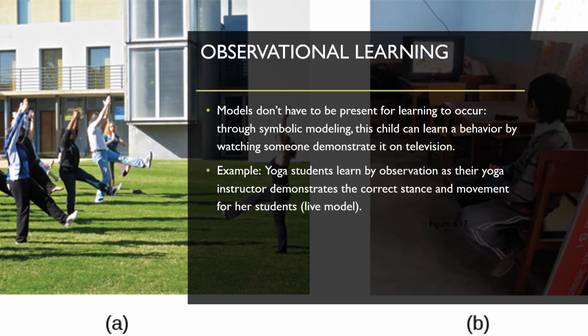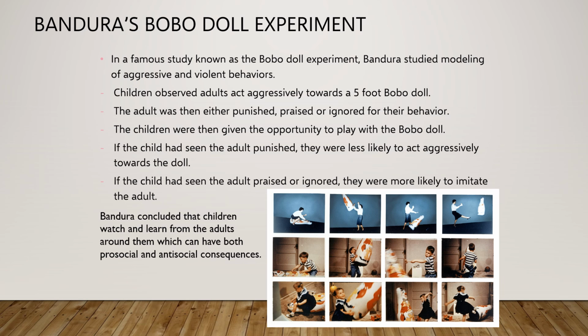This concept or theory of observational learning is based on the work of Albert Bandura, and there have been many researchers since then. But Albert Bandura studied modeling of aggressive and violent behaviors. What he did is he had children observe adults act aggressively towards a 5-foot-tall BoBo doll. If you'll notice the BoBo doll's shape, it's kind of like a Weeble Wobble. If you ever had a Weeble Wobble when you were a kid, they didn't have legs, and you would move the doll at the top and it would wobble around. They'd say Weebles wobble, but they don't fall down. Well, this was kind of like a giant Weeble Wobble.